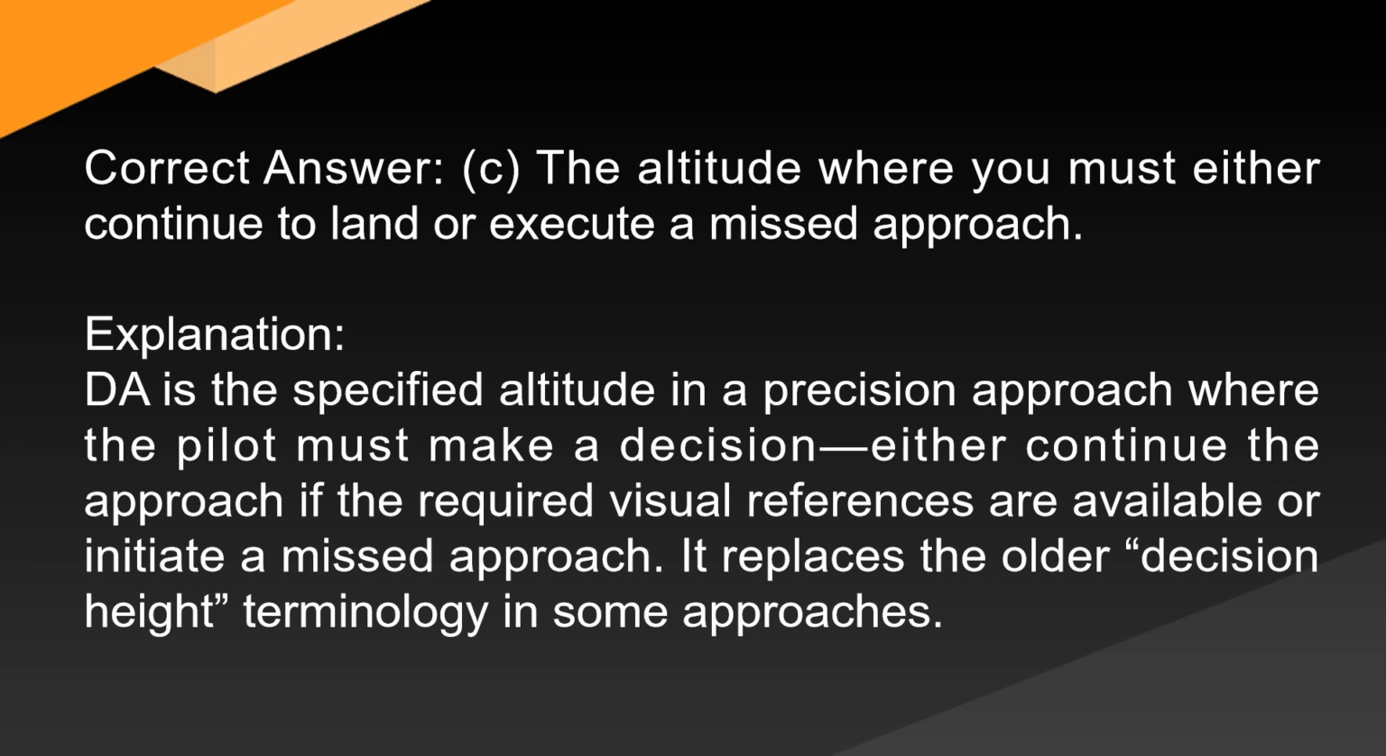Explanation. DA is the specified altitude in a precision approach where the pilot must make a decision. Either continue the approach if the required visual references are available or initiate a missed approach. It replaces the older decision height terminology in some approaches.